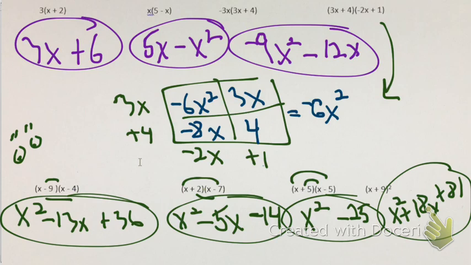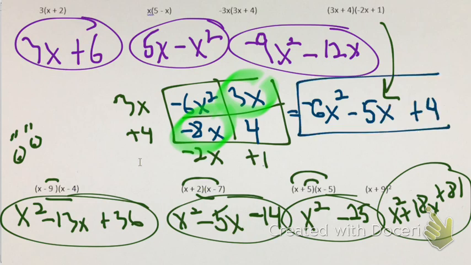These two guys right here combine because they're like terms. So 3x minus 8x is minus 5x. And then a plus 4 on the end. And that is the area model method. So we use the area models when things get a little big and hairy.